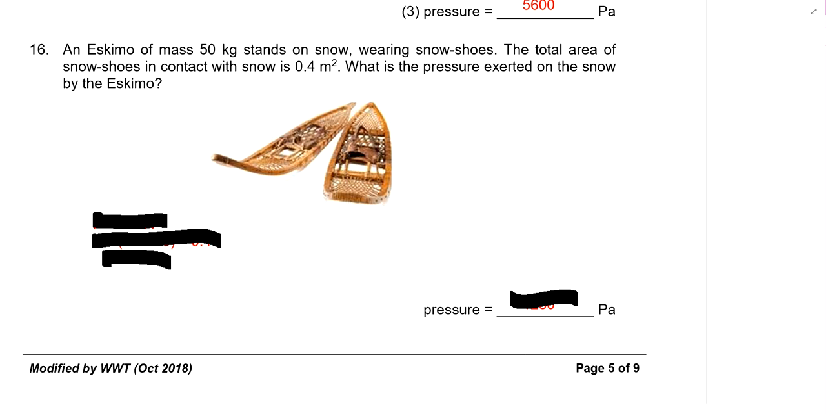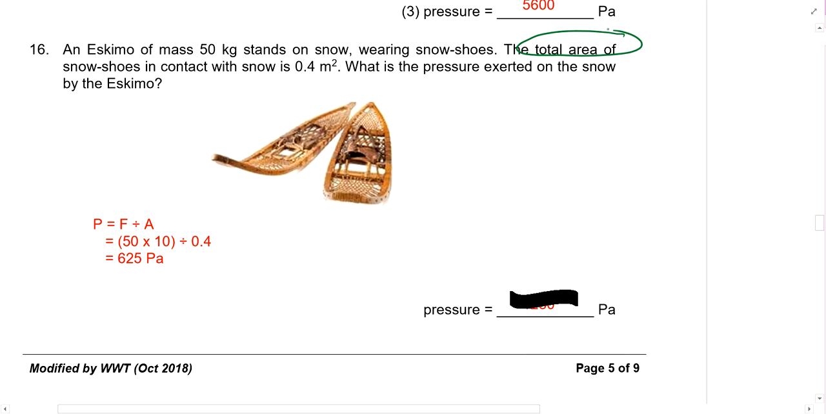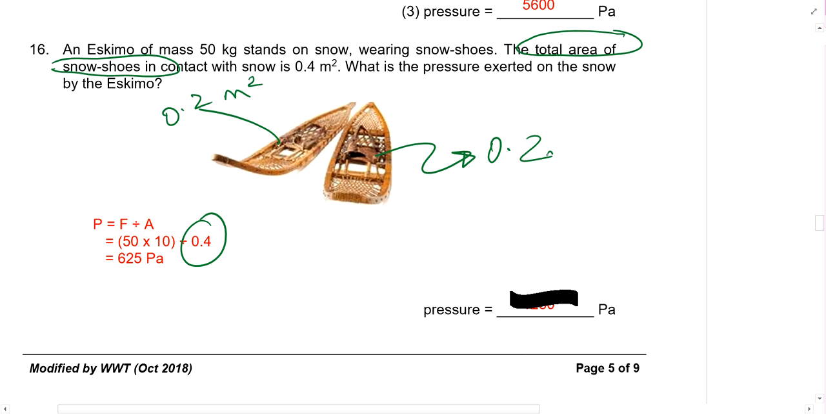These are snowshoes. What will the base area of the snowshoe be compared to the regular shoes we are wearing? Do you want the area to be bigger or smaller? Bigger, so that there is less pressure, so that he will not sink. Very good. So this is the pressure. 500 newtons, that's his weight, divided by 0.4. In this case, they tell you that the total area is 0.4. So one of it will be 0.2, the other side will be 0.2 square meters.